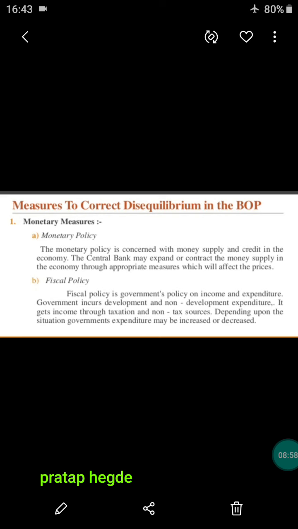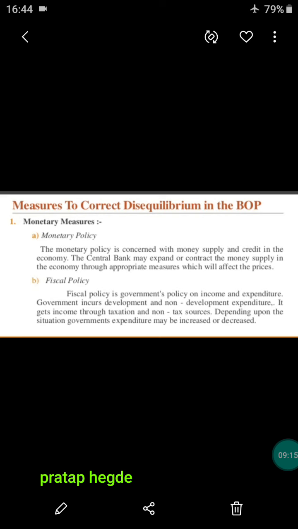The central bank may expand or contract the money supply in the economy through appropriate measures which will affect the prices, and also it will affect the demand and supply of the commodity. By this, we can correct the disequilibrium in the balance of payment.